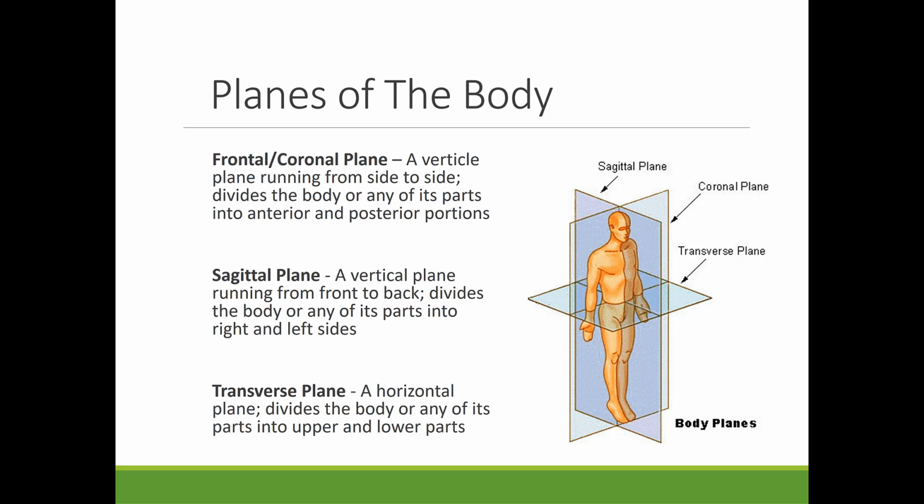The sagittal plane is one that most of us are very comfortable training in, right? It's a vertical plane that runs front to back and it divides the body into left and then right, and you can kind of see that on this picture here. Okay, so when we think about sagittal plane movements, we're thinking about movements that are going this direction. Transverse plane is a horizontal plane, and that divides the body or any of its parts into the upper parts and then the lower parts.